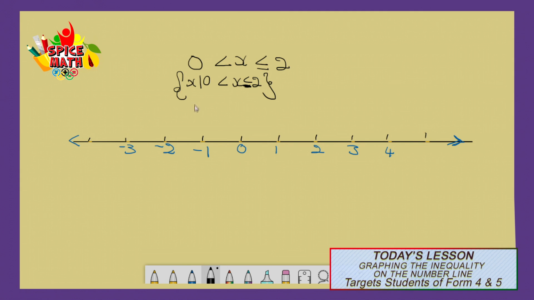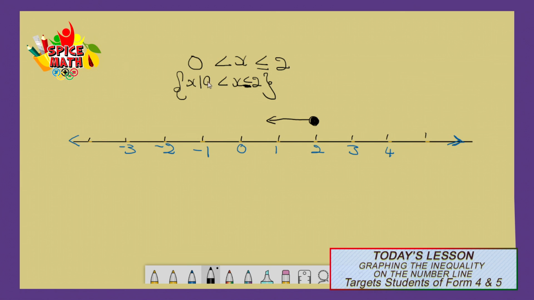Okay, let's place this on the number line. Let's start with the right hand side. x is less than or equal to 2, so we go to 2 and we make a bold circle because x is equal to 2. However, x is less than 2, so the number line decreases to the left.